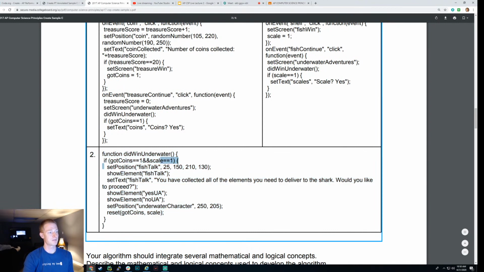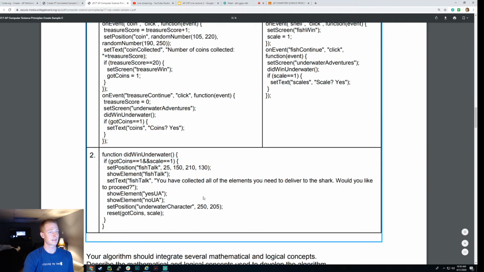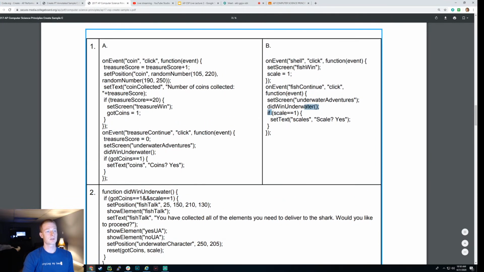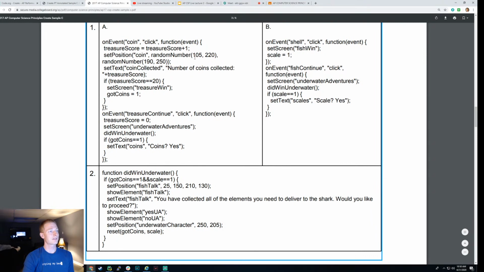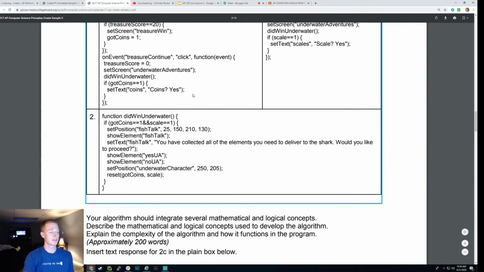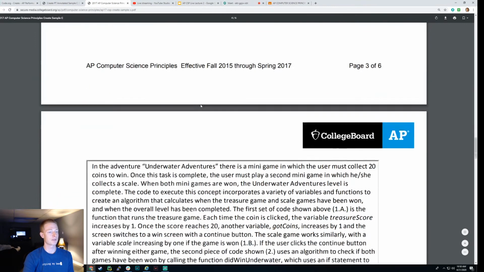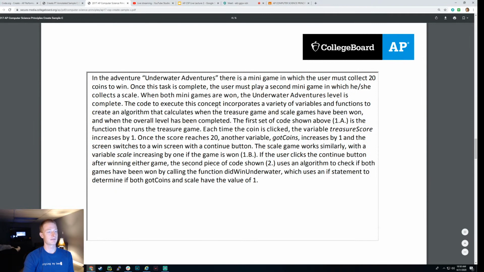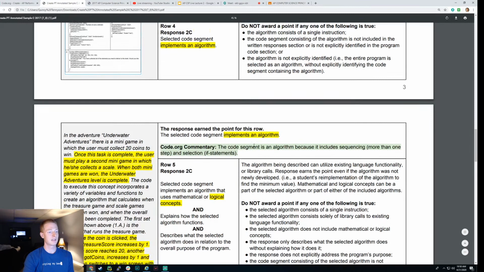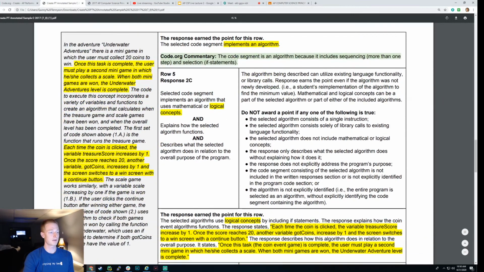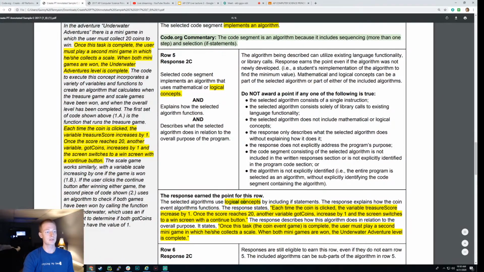Okay, and so we've got some logical elements here. Not a lot of math going on. I mean, there's some, right? But again, you'll see that this algorithm scores most of the points except for row 6. All right. So there we go. And if we go back to the sample, we can read that Code.org states the selected algorithms use logical concepts, and so the logical concepts that it uses are sequencing and selection. There's no looping there, right?